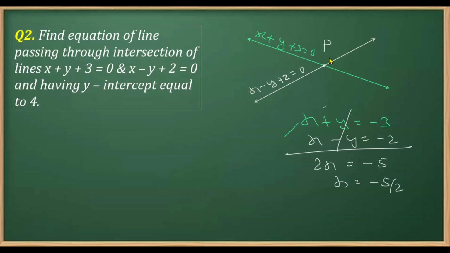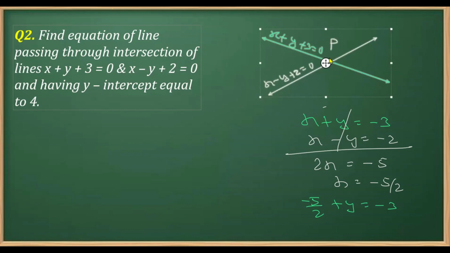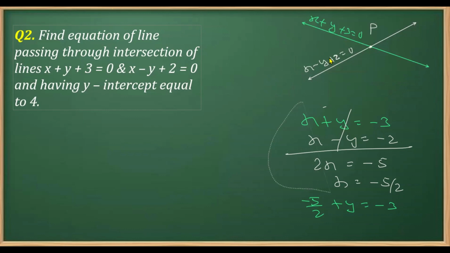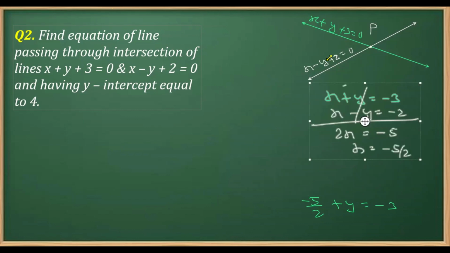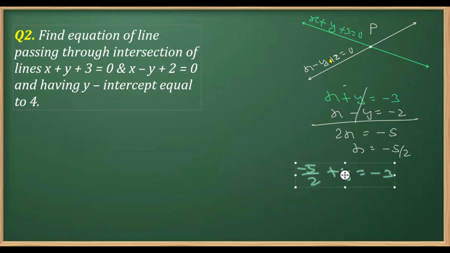Let's say if I place over here to get y. So this is minus 5 over 2, replacing this x here, plus y equals minus 3. Now, what we will do here is to get y in the same manner as we have got x, by substituting the value here.